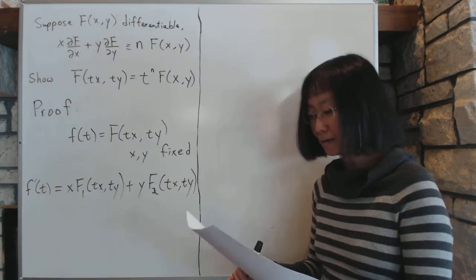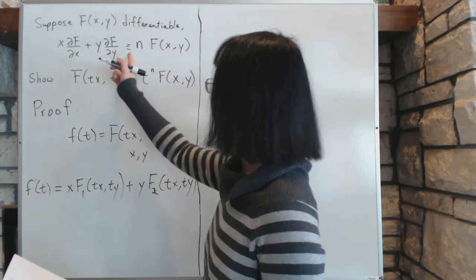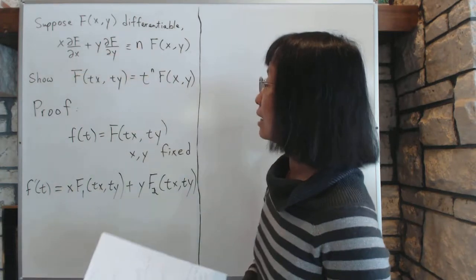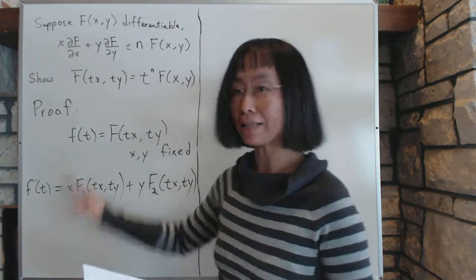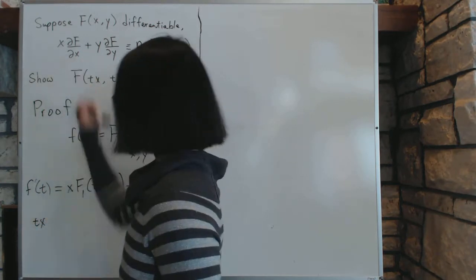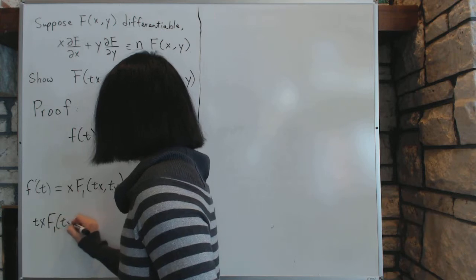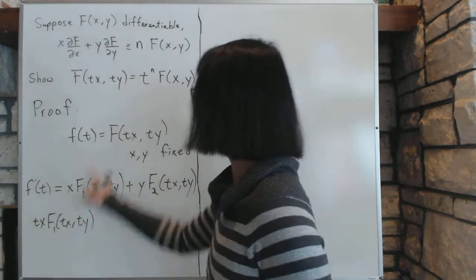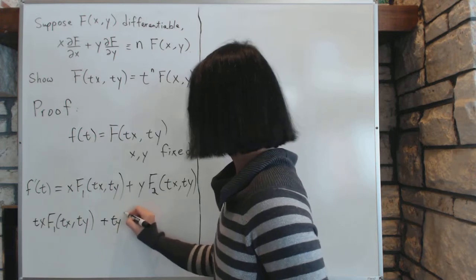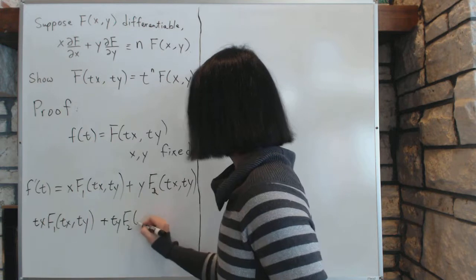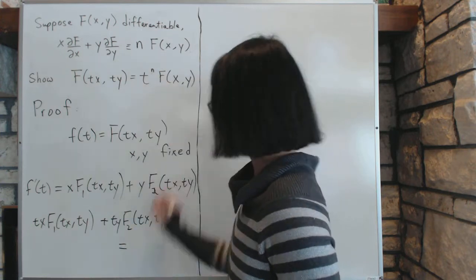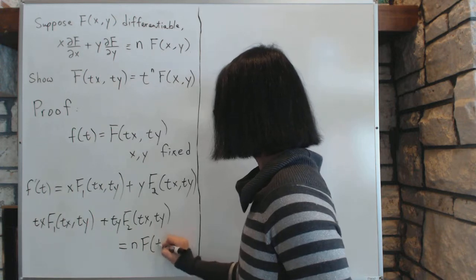Okay, so that's F prime, and then the next thing is we're going to look at this equation, and notice that I put one more line here to mean that it is equal at every point of x, y. So we will substitute x with tx and y with ty, and that equation will still stand. Substituting, we get tx f1(tx,ty) plus ty f2(tx,ty) is equal to n times f(tx,ty).